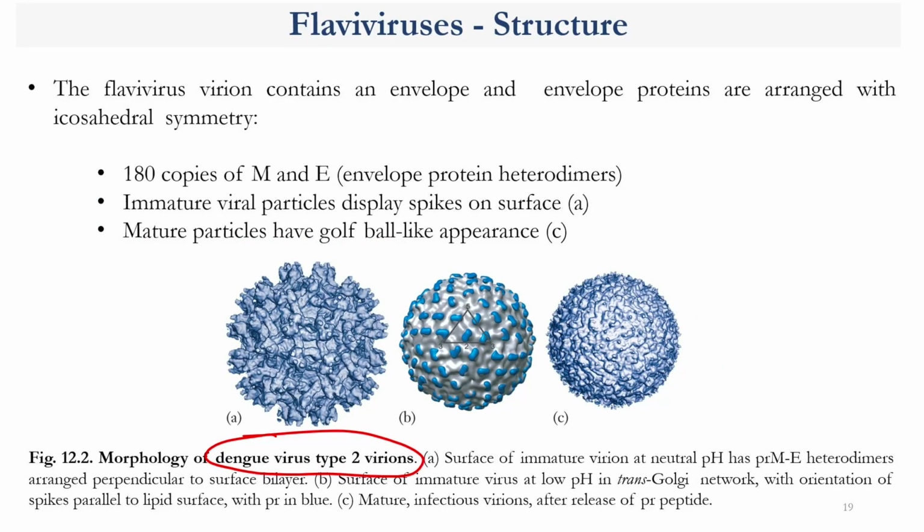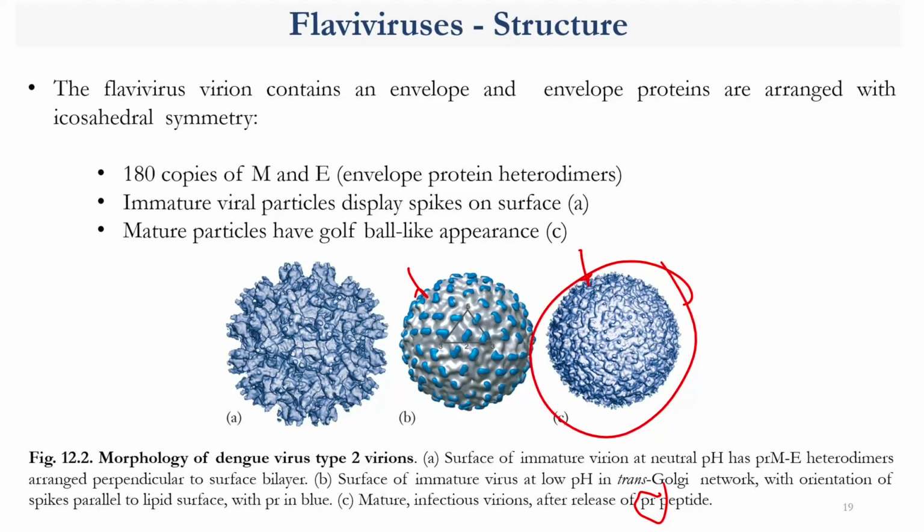And again, at neutral pH, you have proteins that are arranged perpendicular to the surface, so they are sticking out. But as it transits through the Golgi network, etc., the pH decreases, and what you get is this kind of structure, okay? Now, this kind of structure doesn't fully form yet. You do need to cleave it, and that peptide is called the PR peptide, as we will see, okay? So you get to this structure, then you cleave a protein, and it becomes golf ball-like, okay?